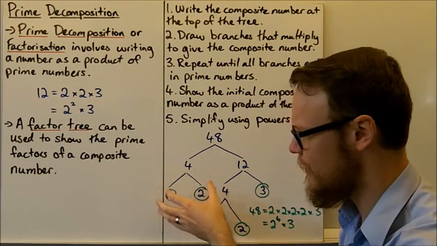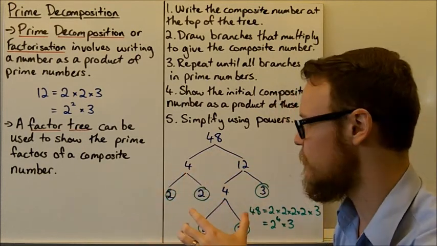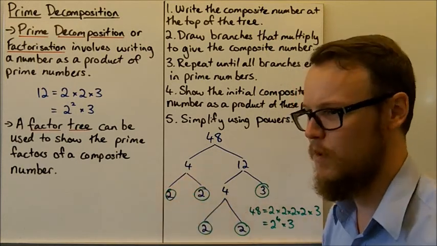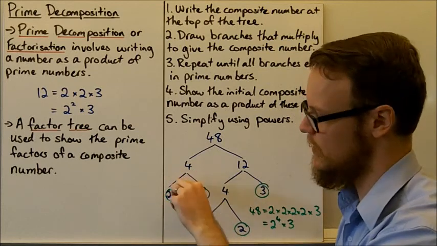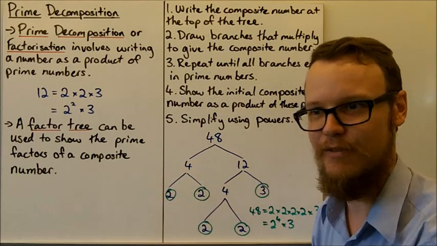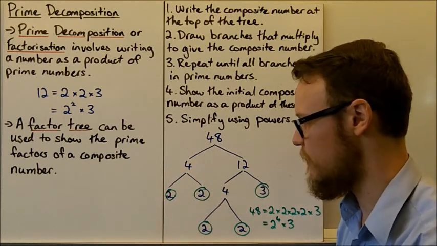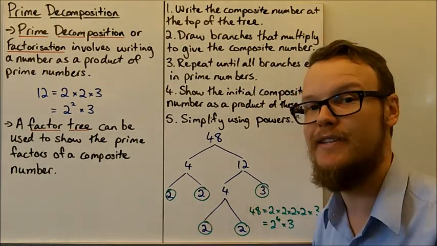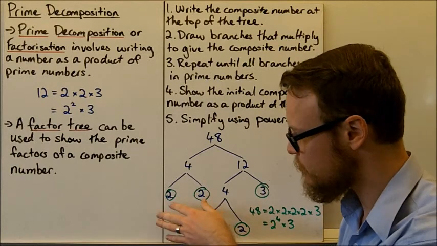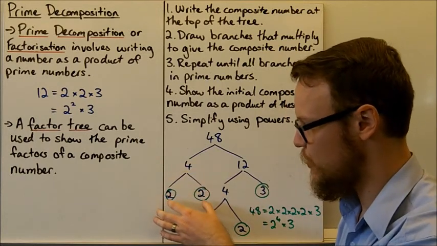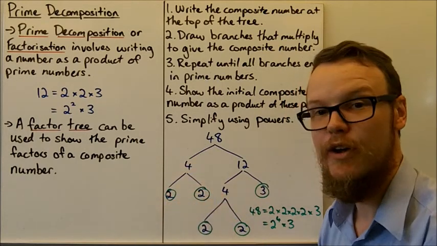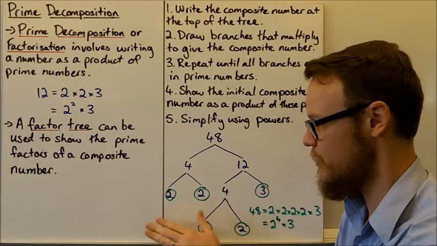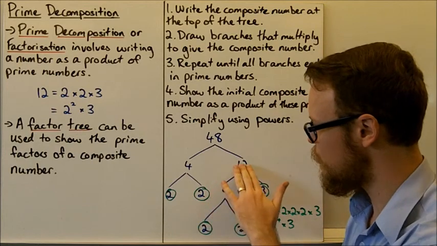Branching 4 down, the only thing I can multiply two numbers by to get 4 is 2 times 2. I could branch 4 and 1, but that would not make sense, because we would keep going forever if we keep multiplying by 4 and 1. And anything multiplied by 1 is itself anyway. So we're looking for factors that aren't 1, obviously. So 4 is 2 times 2. We can circle both of those 2s to say, yep, they're prime. We can stop there. We don't have to branch those anymore.